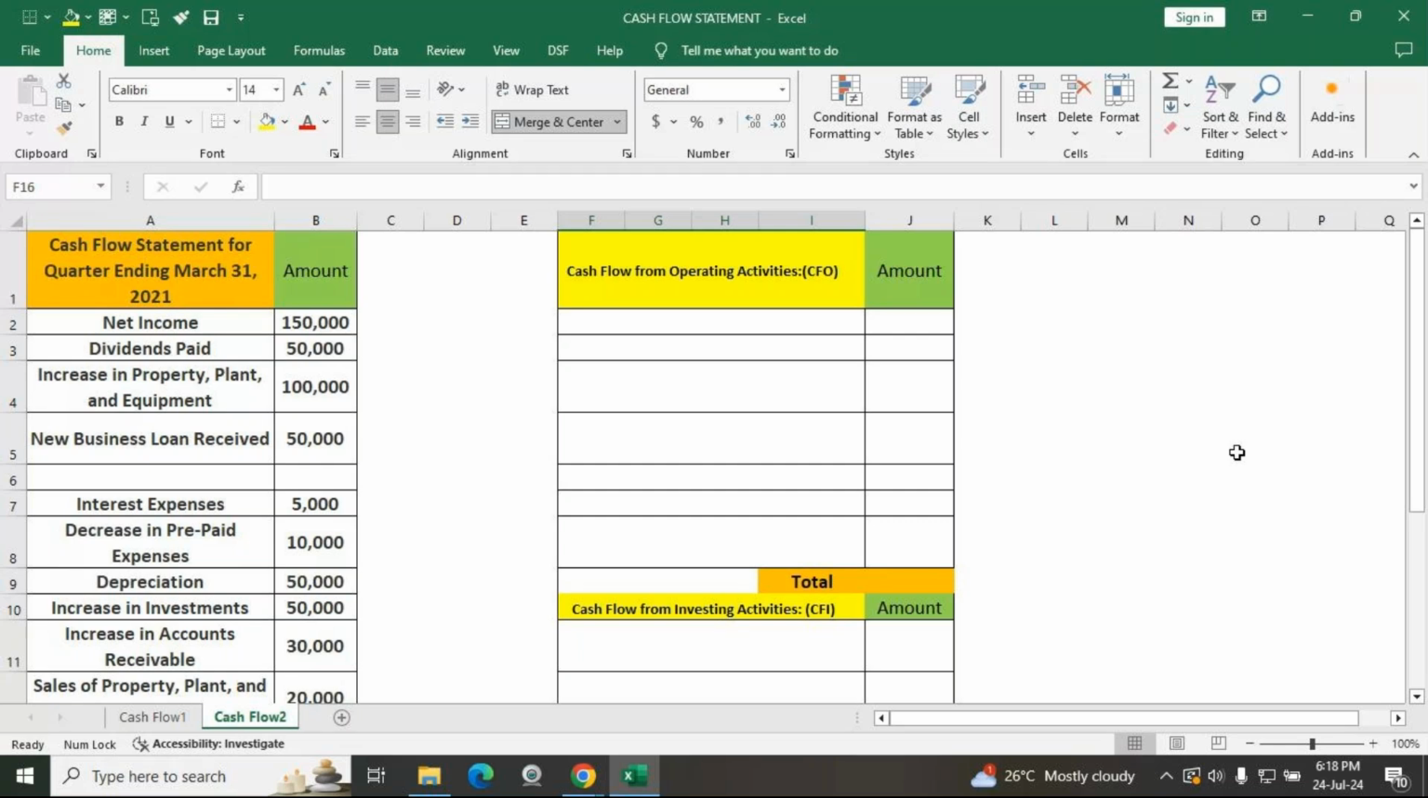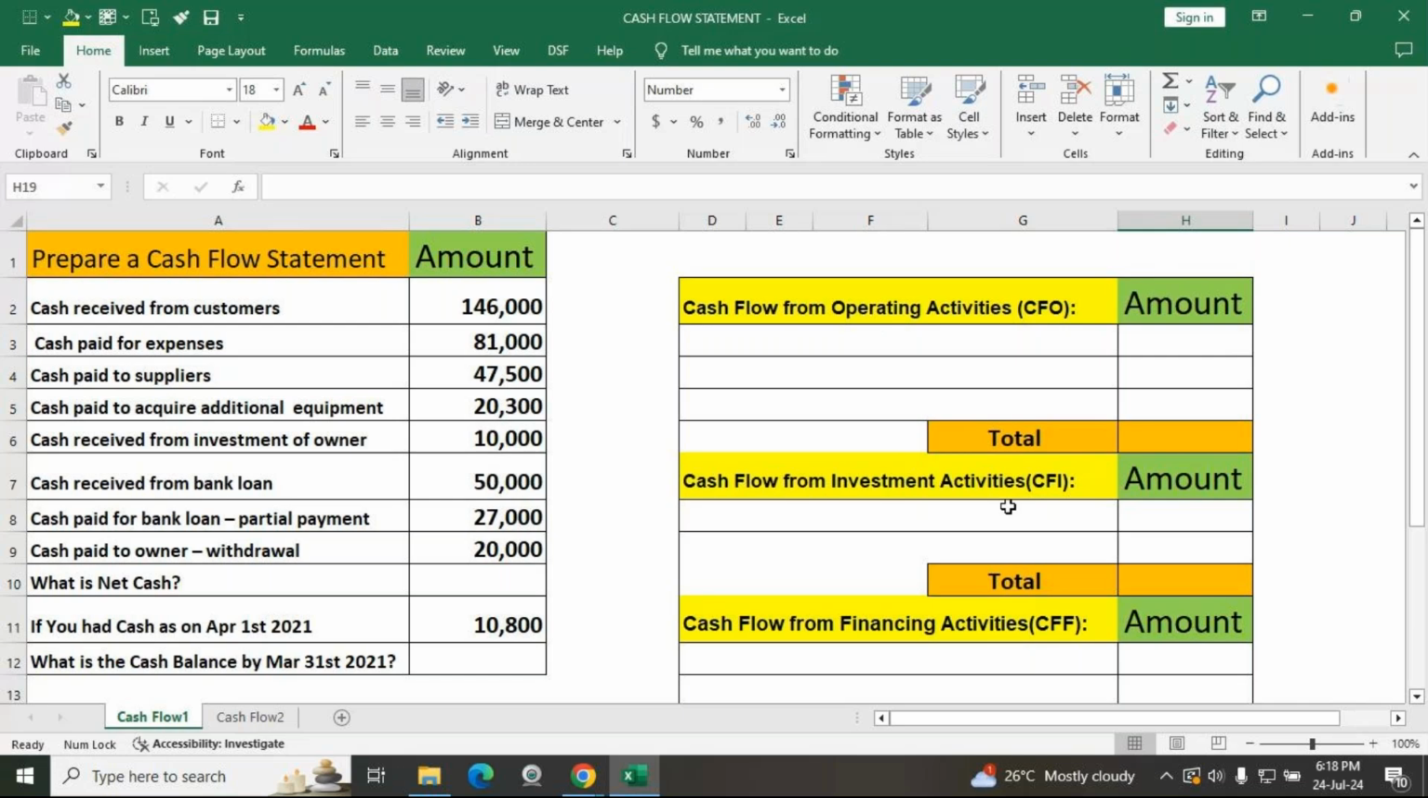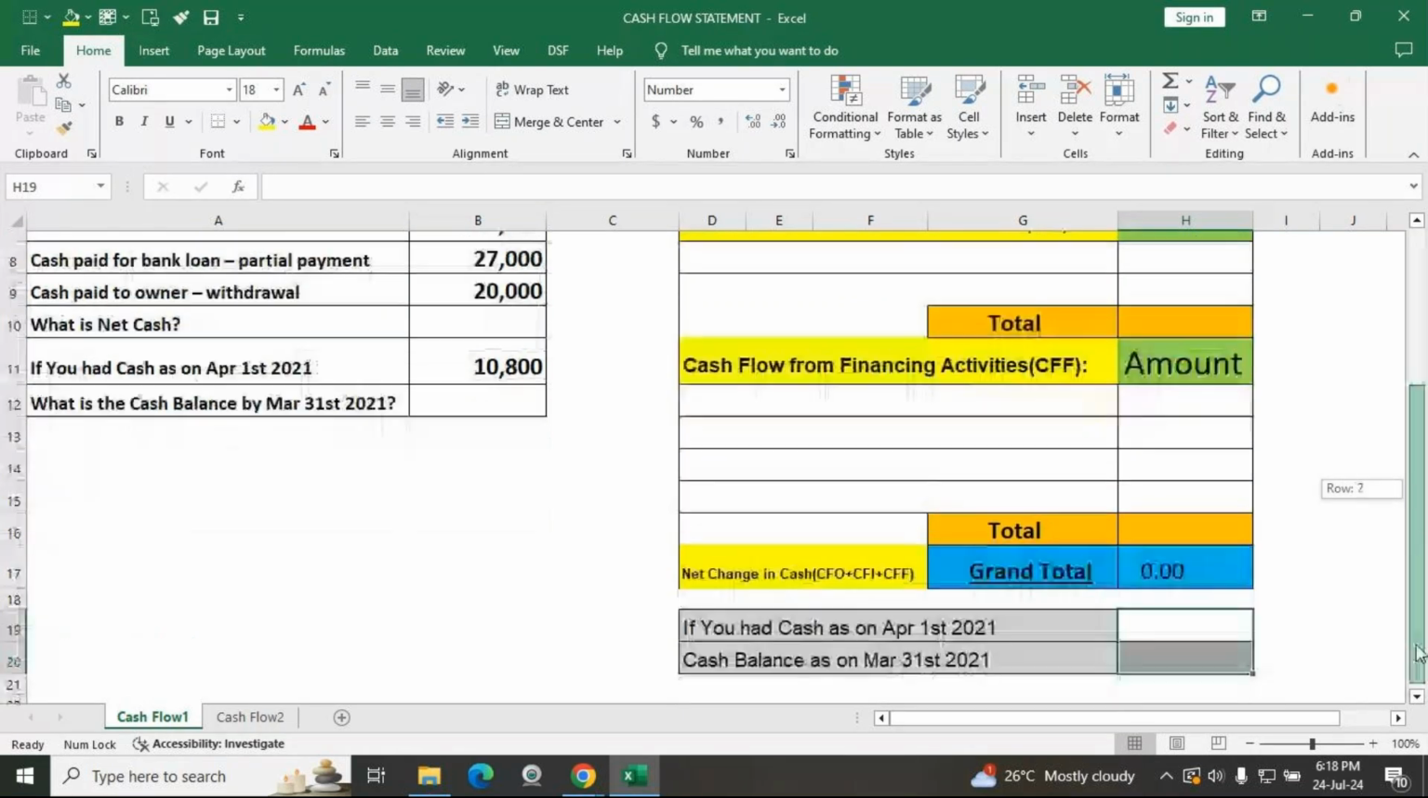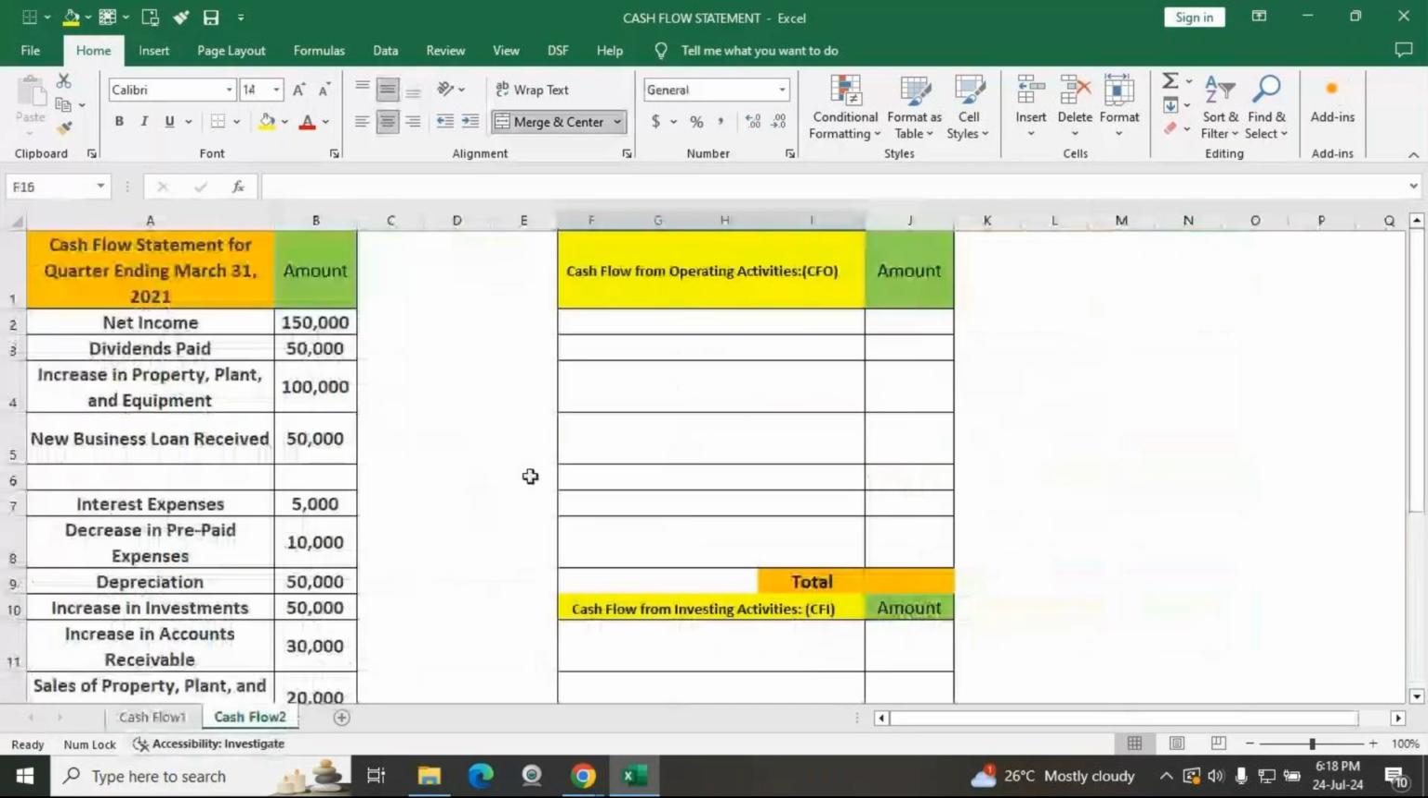So you people can download the cash flow statement first, which I am showing on the screen. I wanted you people to solve this. Here I have given the cash flow statement and the amount. You have to put the line items accordingly. And in cash flow 2 also, I wanted you people to solve this.